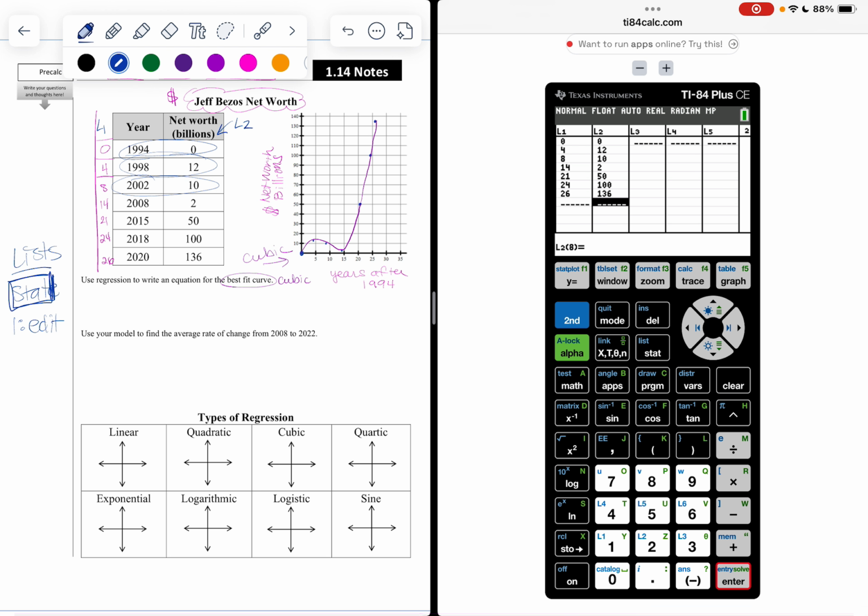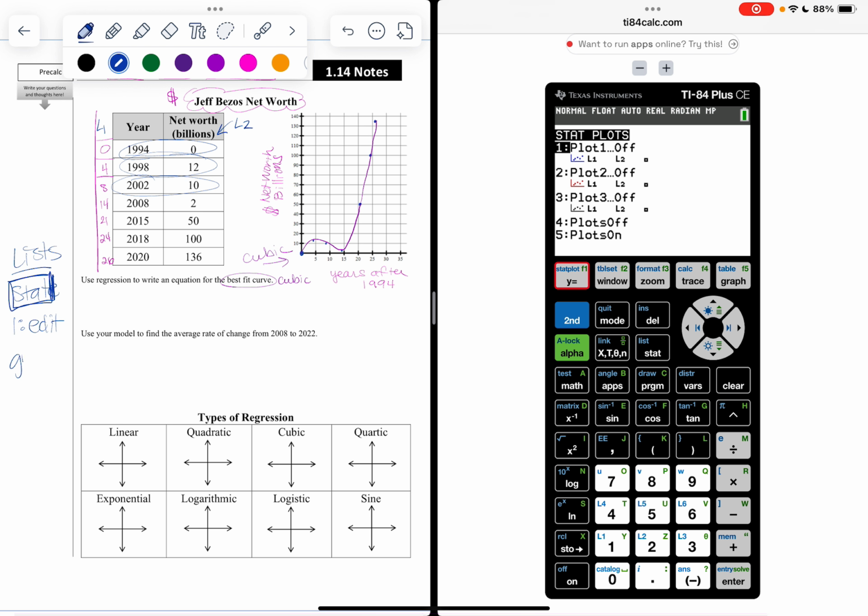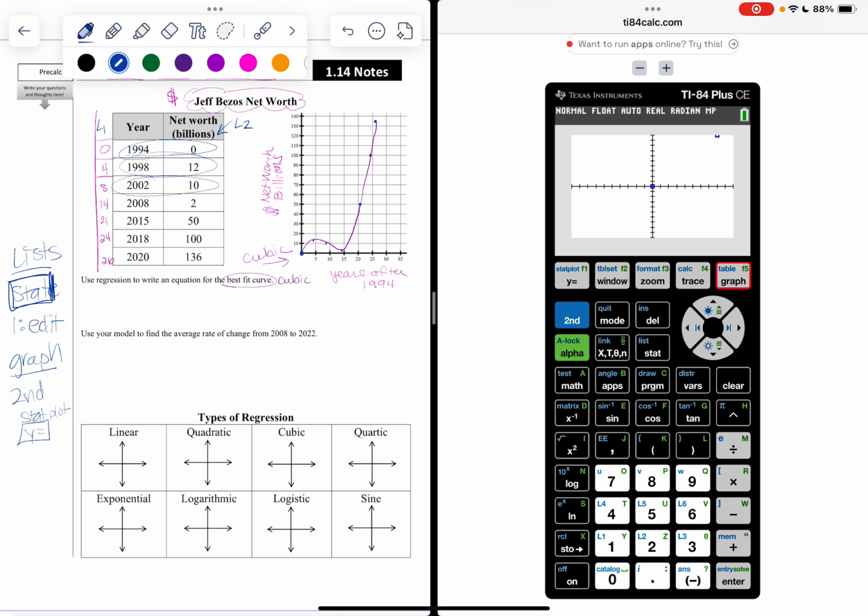Once we have that, we're going to graph it so that we can actually see what this data is. Because we're using a list, we're going to use stat plot. So you're going to go second, y equals, which triggers the stat plot. We're going to see this top one. It says list 1, list 2. We're going to hit enter so it turns it on. Now we're going to hit graph, and we can see our graph.